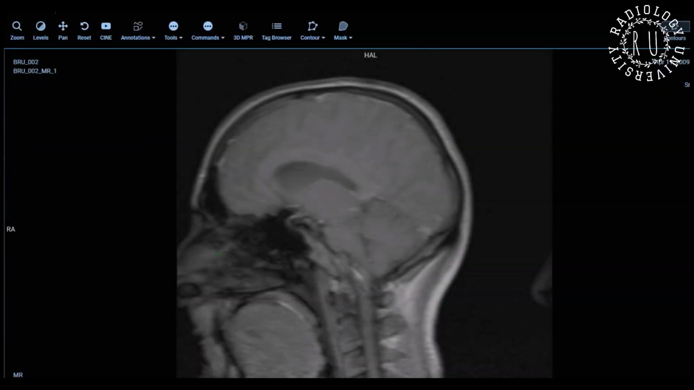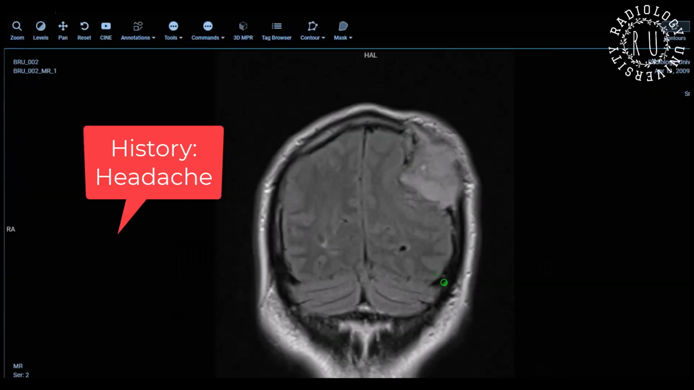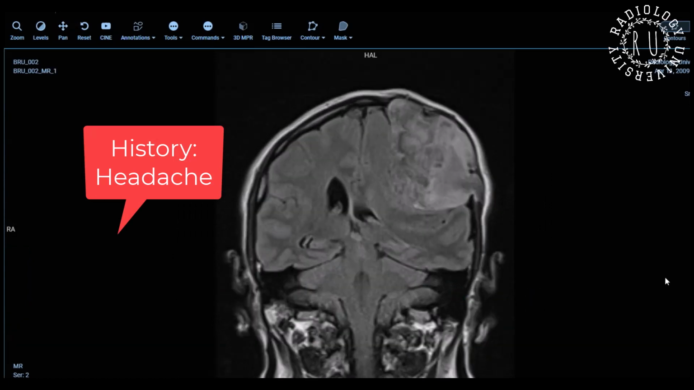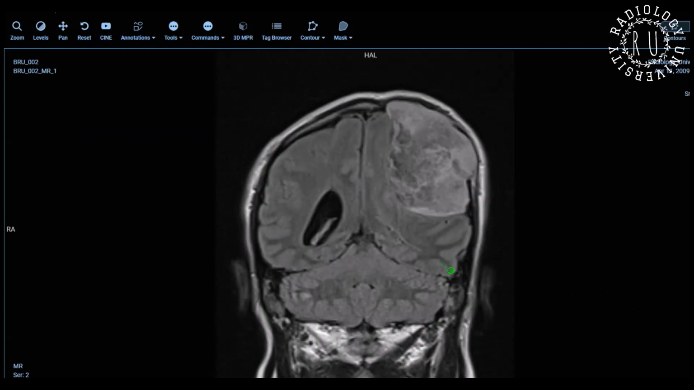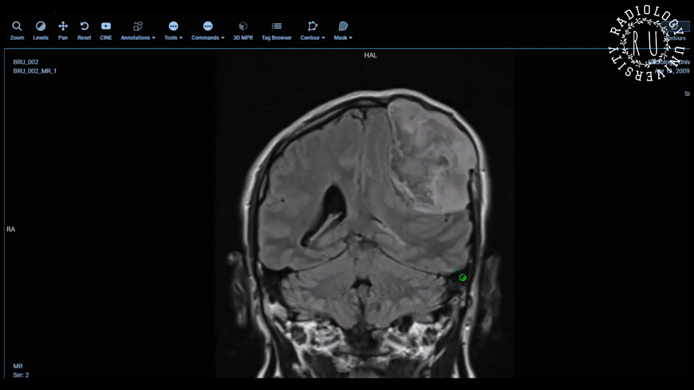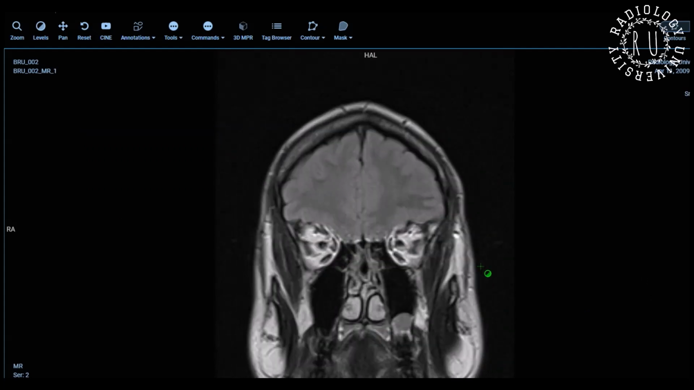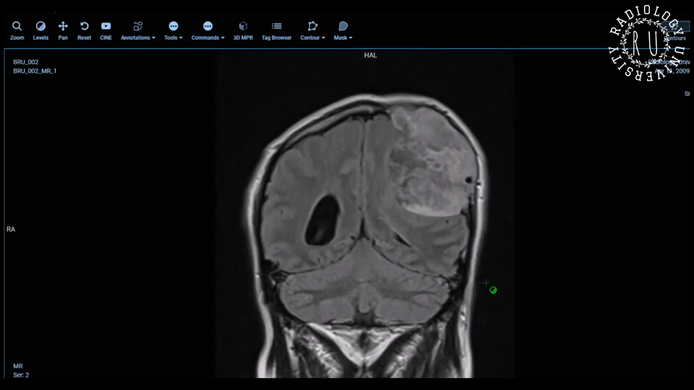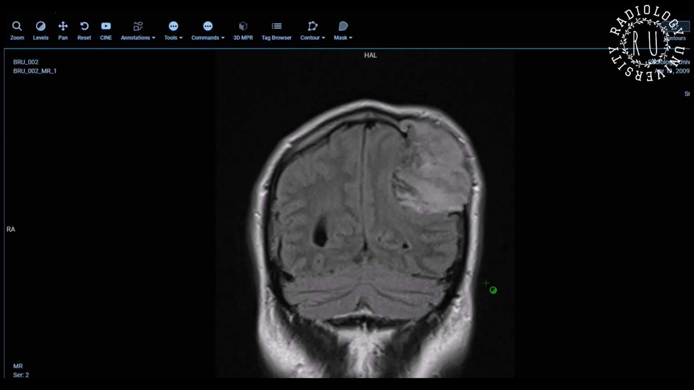Patient presented with a headache. You can start by telling what sequence it is. This should be in coronal FLAIR. I'm given the coronal FLAIR images of the brain.